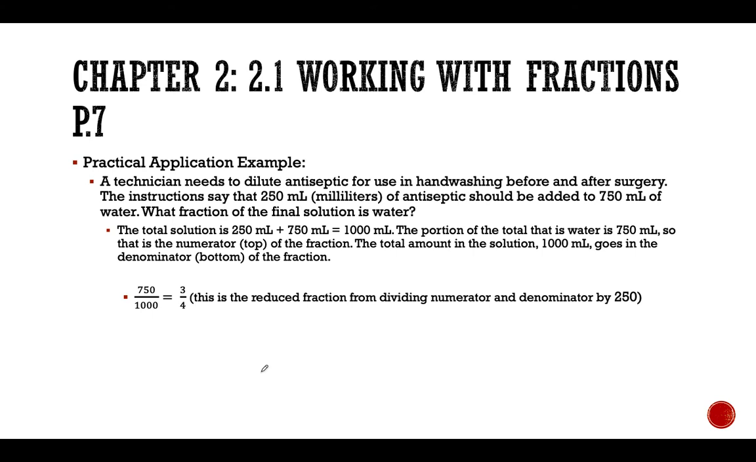So your fraction is going to be 750 over 1,000. That is not in lowest terms. We know 250 will go evenly into 750 and 1,000. 750 divided by 250 is 3. 1,000 divided by 250 is 4. 3 is prime, so 3/4 is the lowest term fraction for 750 over 1,000.